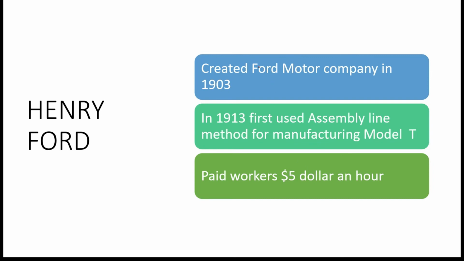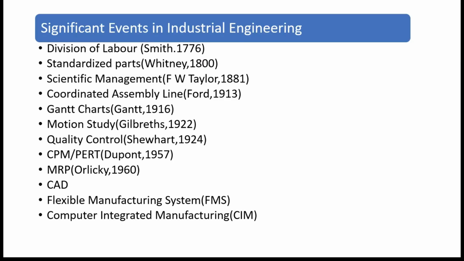And then we have Henry Ford. He created the Ford Motor Company in 1903. We have already discussed how it revolutionized the manufacturing industry. And the assembly line method developed by him is still used in almost all the manufacturing plants, not only in automobiles but also in toys and many other things. And he also paid workers $5 an hour. At that time, the average wage was $2.5. He increased the wage almost to double, that is $5. That also revolutionized the industry at that time.